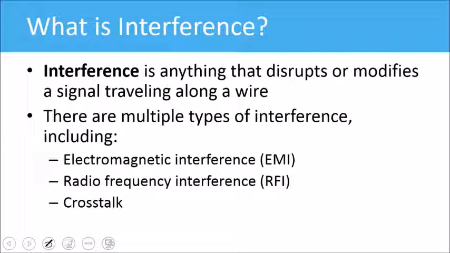a wire. Similarly, with radio frequency interference, radio frequencies can interfere with wireless communications. And so it may not impact the use of twisted pair cabling as much as EMI would, but it's definitely something that you should be aware of.